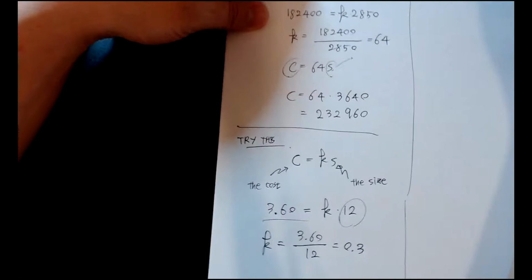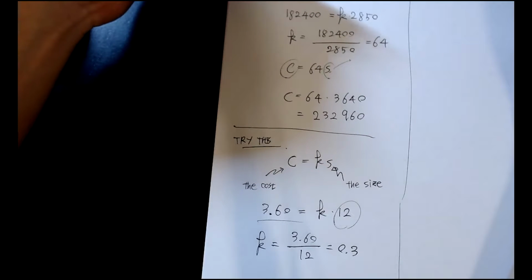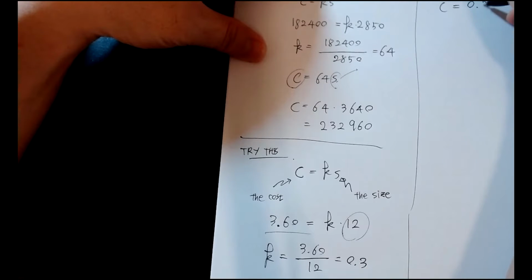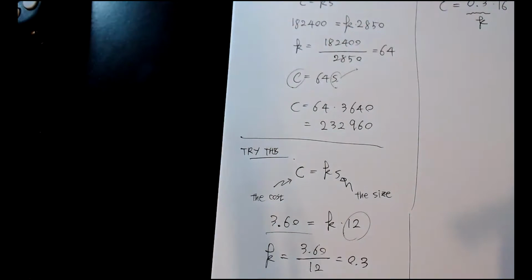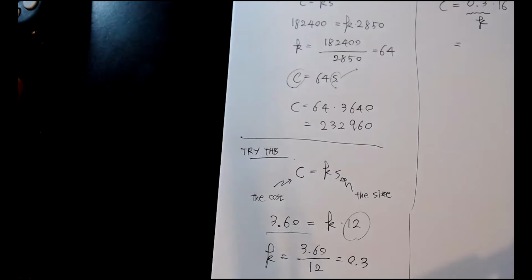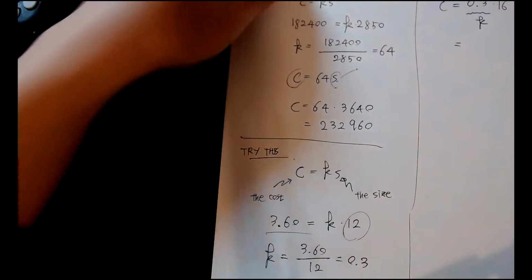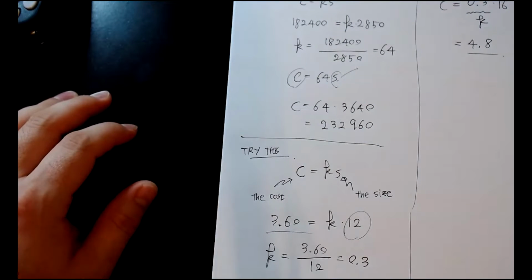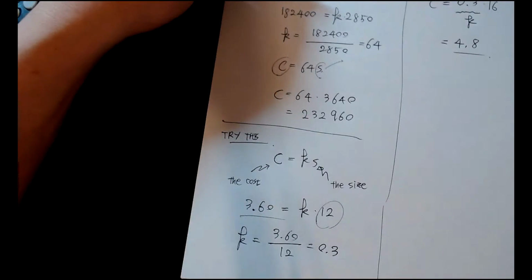So now we want to figure out the cost of a 16-ounce smoothie. So we plug in 16 into s. C is equal to 0.3, this is k, times the size of the smoothie, which is 16. So 0.3 times 16. This is 48, right? 4.8, sorry. 0.3 times 16 is 4.8. So it costs $4.80. So that's the direct variations.